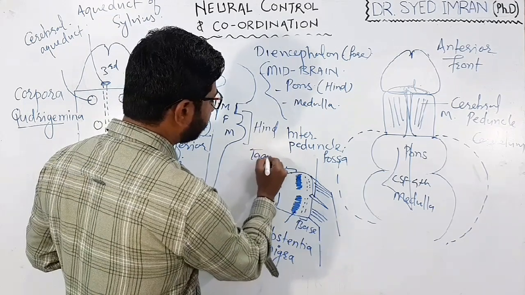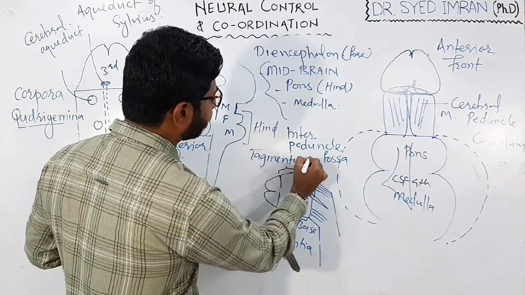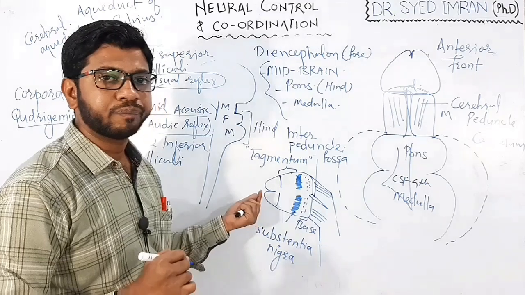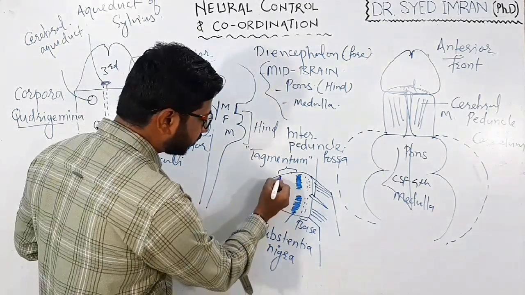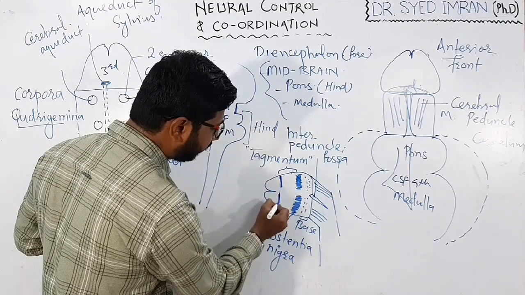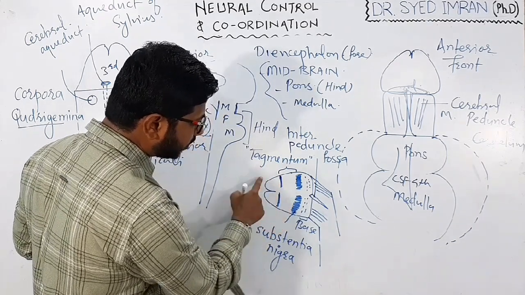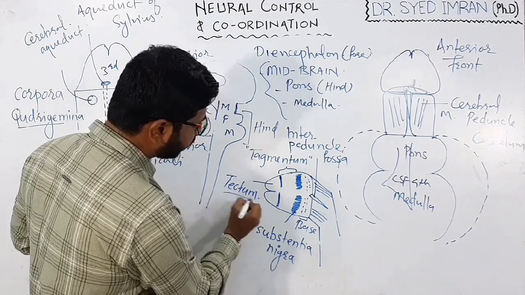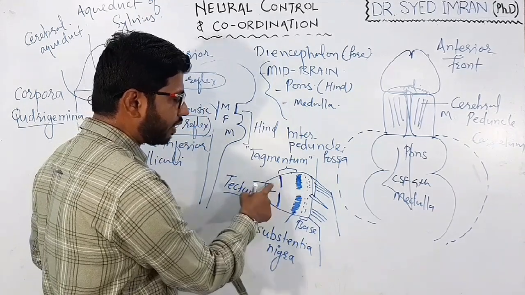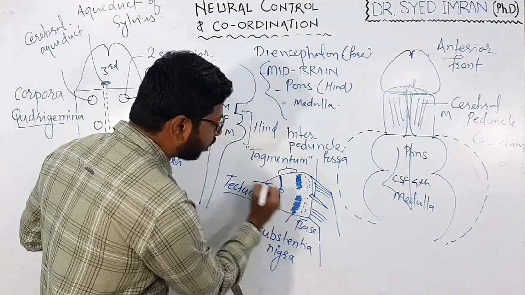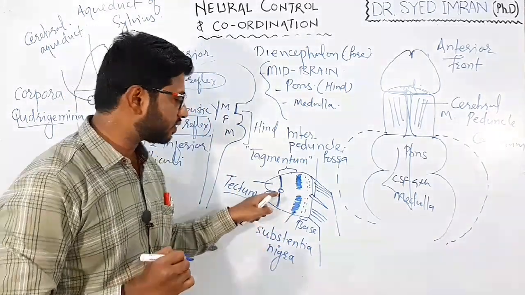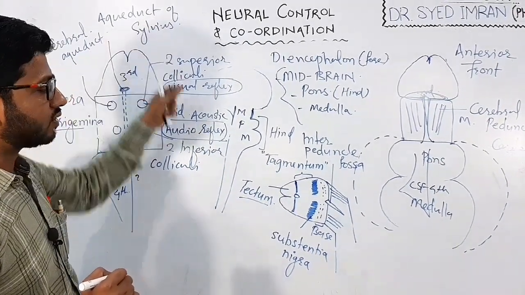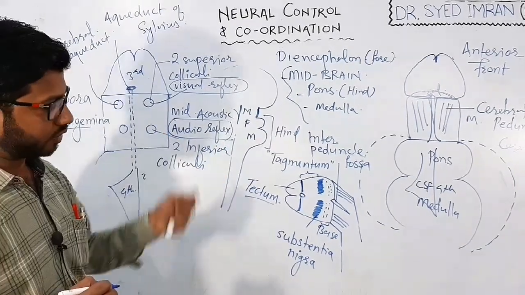Beside the substantia nigra, this broad area, pink in color, is known as tegmentum. Yes, call it tegmentum. The area just behind the substantia nigra, and the border like this, is the border of the tegmentum area, and beside the border this area is called tectum. So at the boundary between tegmentum and tectum, a small opening of a tube is present. This is the opening of which tube? The cerebral aqueduct or aqueduct of Sylvius, which carries the cerebrospinal fluid.